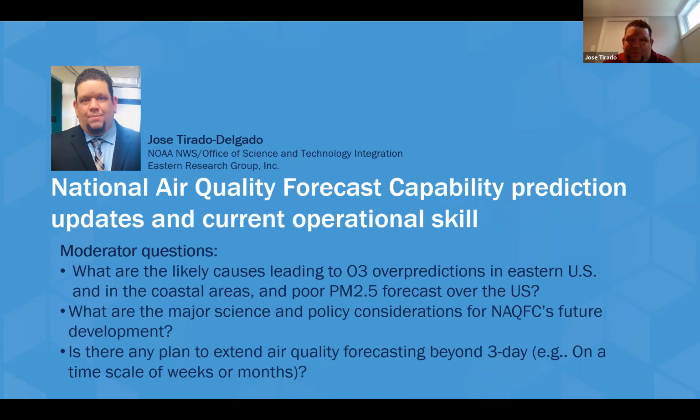And right now, Congress awarded NOAA money to improve all aspects of wildfire research, including wildfire emissions. So those are some examples of how we make decisions about future updates and development. Thank you.